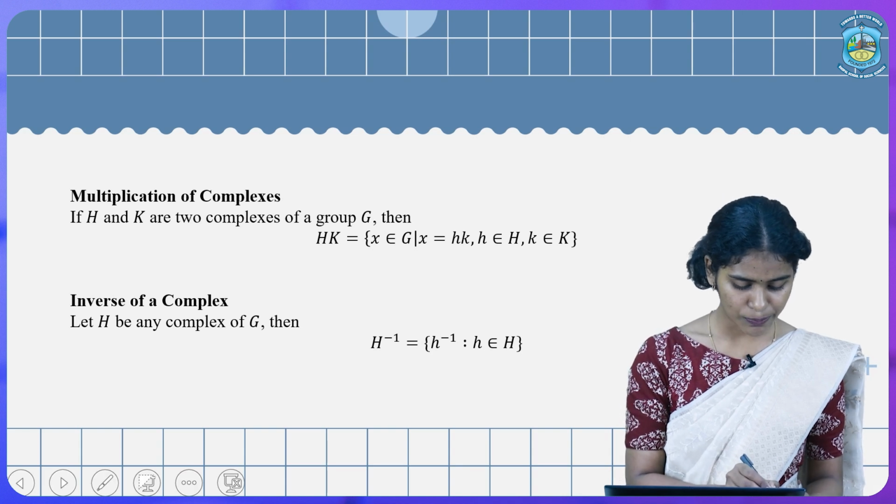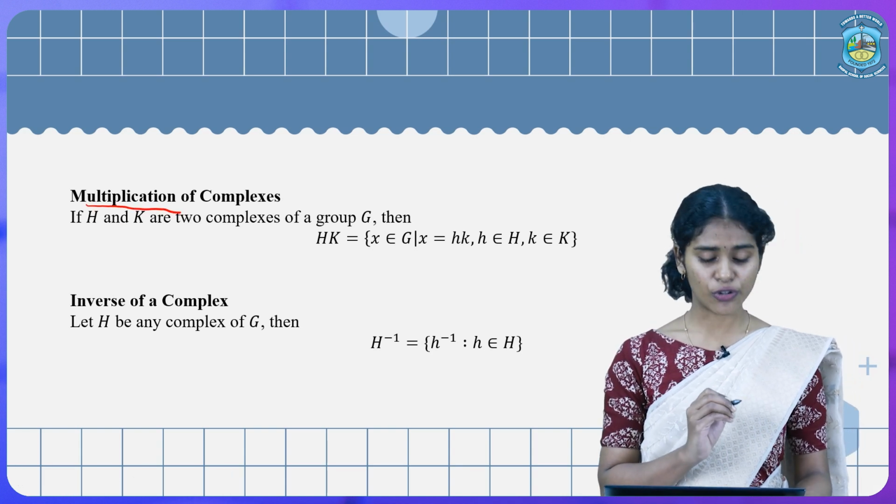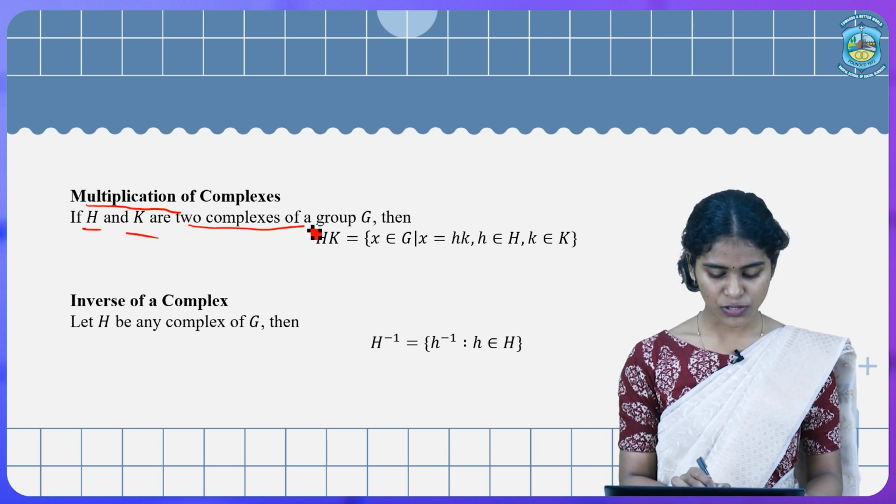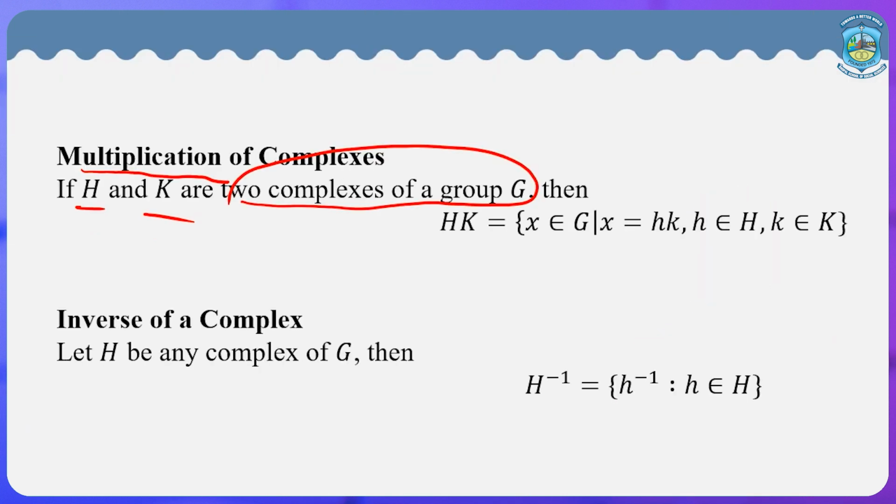Mainly we discuss two main operations. First one is multiplication of complexes. If we consider H and K are two complexes of a group G, then the multiplication of complexes works in such a way: HK will be equal to the set of elements x such that x equals hk, where h is coming from capital H and k is coming from capital K. And the inverse of a complex: if we consider H to be a complex of G, then H inverse will be equal to the set of h inverse, where h is coming from capital H.